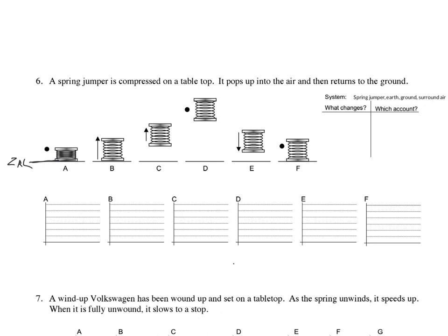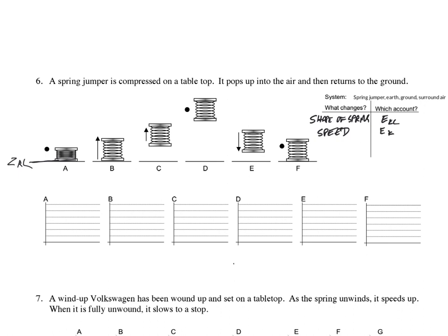As far as what changes, if you take a look at the difference between A and B, it's the shape of the spring, which tells us that there will be elastic energy changing in the system. These little arrows here and the dots tell me that the speed is not constant throughout this time period. So the speed is changing, which tells us we're going to have to think about changes in the kinetic energy account.